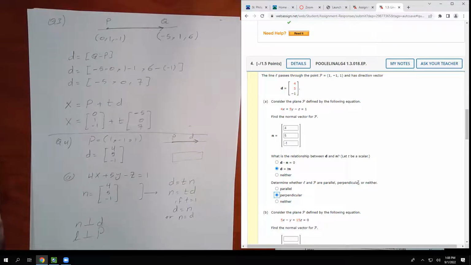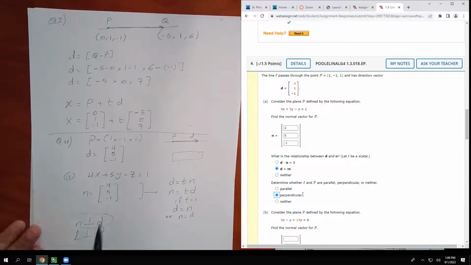So we're just going to say, determine whether L and P are parallel, perpendicular, or neither. So it's going to be perpendicular. So that's the important thing. If they ask you, is the line perpendicular to the plane? What you're going to do, just find the normal vector, and the direction vector is going to be exactly the same. Okay, so this is the first note.